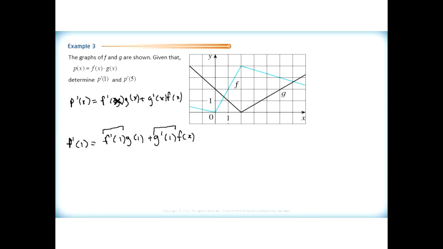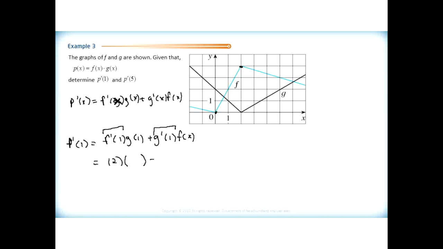All right, so let's evaluate this here. Looking at my graph, I need to know the slope of both f and g on the line segment where I would find x equals 1. So that's this line segment here. For f, I'm up 4 units and over 2 units. So I can see that that means my slope would be 2. So f prime of 1 is going to be 2.